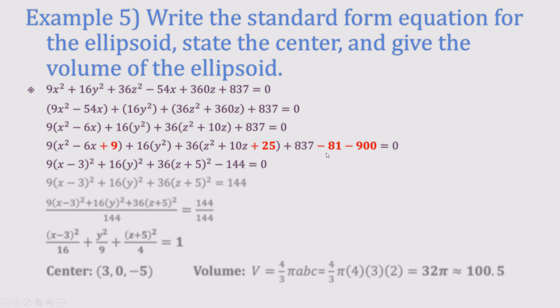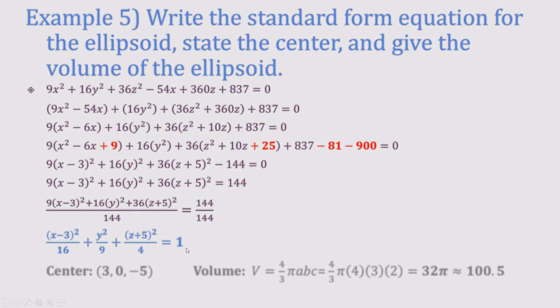Our next step, we can add 144 to both sides to get this. And then our final step, because we want to get one side of this equation to equal 1, is to divide everything by 144. 9 goes into 144 16 times. 16 goes into 144 9 times. 36 goes into 144 4 times. And 144 divided by 144 is 1.